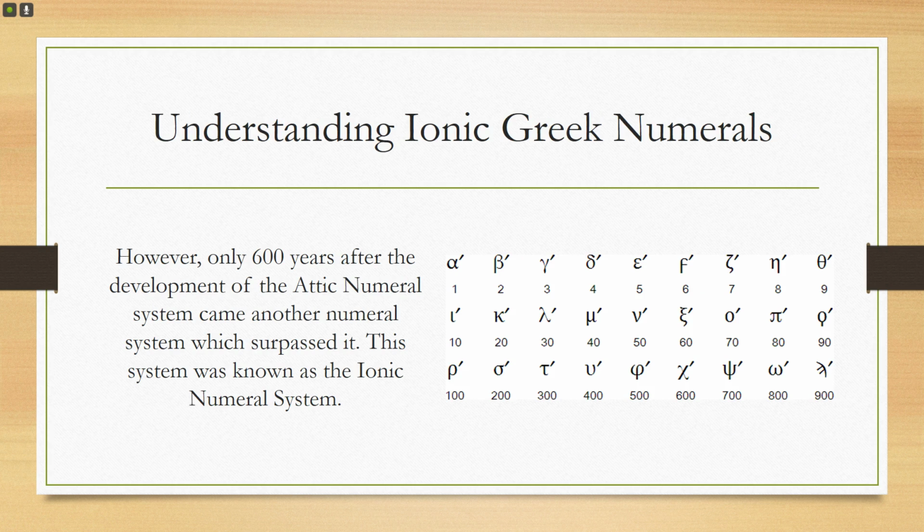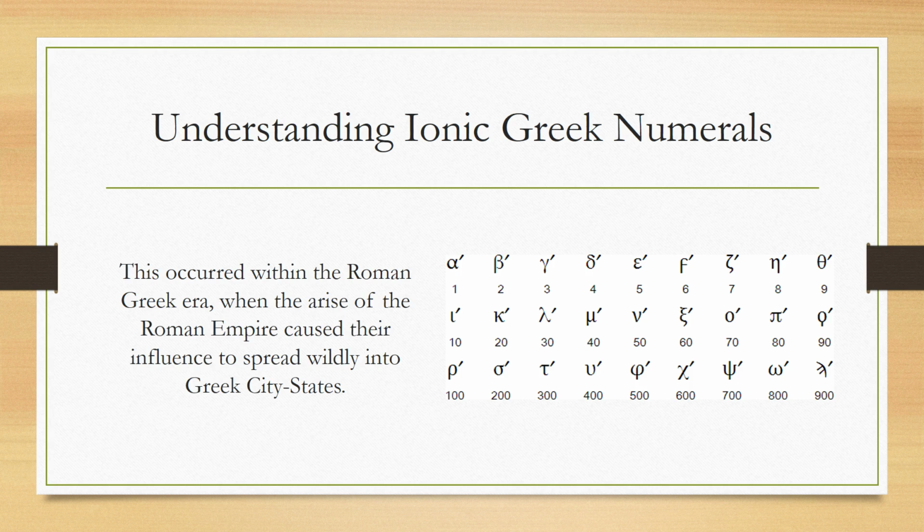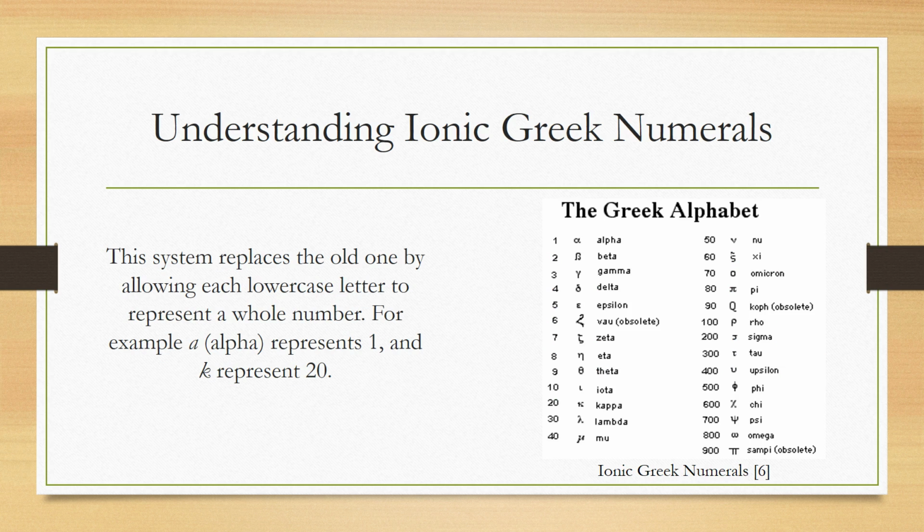However, it was only 600 years after the development of the Attic numeral system that another numeral system came which surpassed it. This system was known as the Ionic numeral system. This occurred within the Roman Greek era when the rise of the Roman Empire caused their influence to spread widely into the Greek city-states. This system replaces the old one by allowing each lowercase letter to represent a whole number.